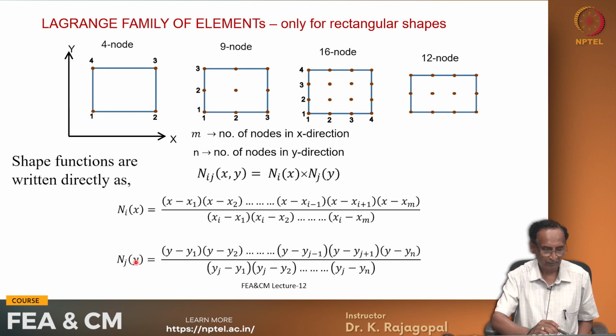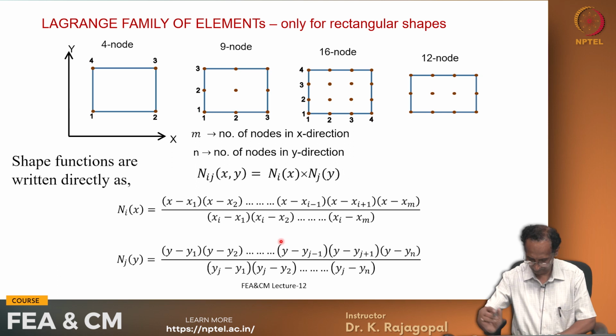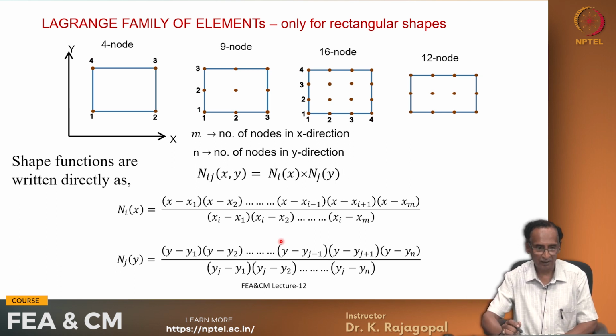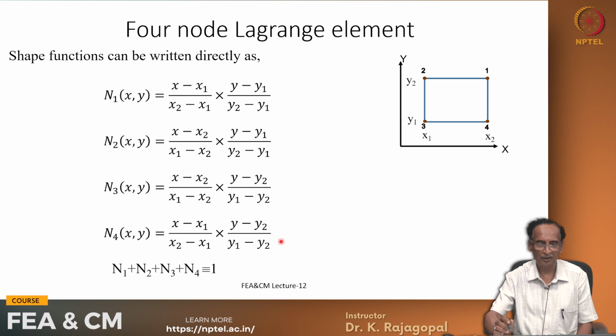And similarly, for the jth node in the y direction, N j of y is y minus y 1 times y minus y 2 and so on up to y minus y n, and in the denominator we have y j minus y 1, y j minus y 2 and so on. So, we see that in the numerator we have the variables x and y, whereas in the denominator we have only constant quantities x i minus x 1 and so on, and this could be a bit confusing, but if you look at particular elements it becomes more simple.